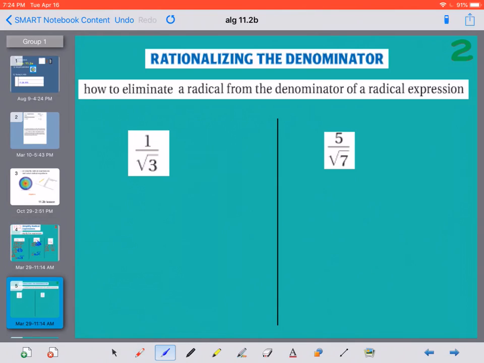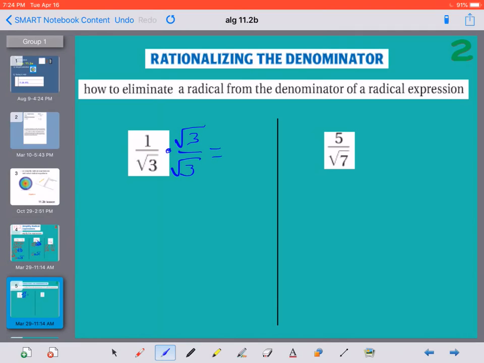Now, we cannot have a radical in a denominator if we have a fraction. So what we're going to learn today is how to eliminate a radical from the denominator of a radical expression. Now really all that we do is we're going to multiply this entire expression by the square root of 3 over the square root of 3. We're going to multiply it by the denominator.